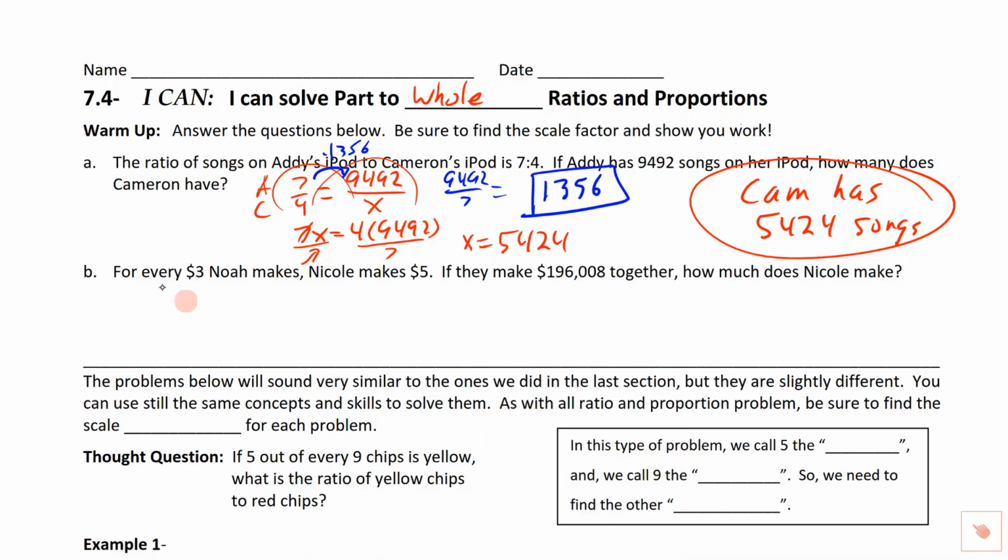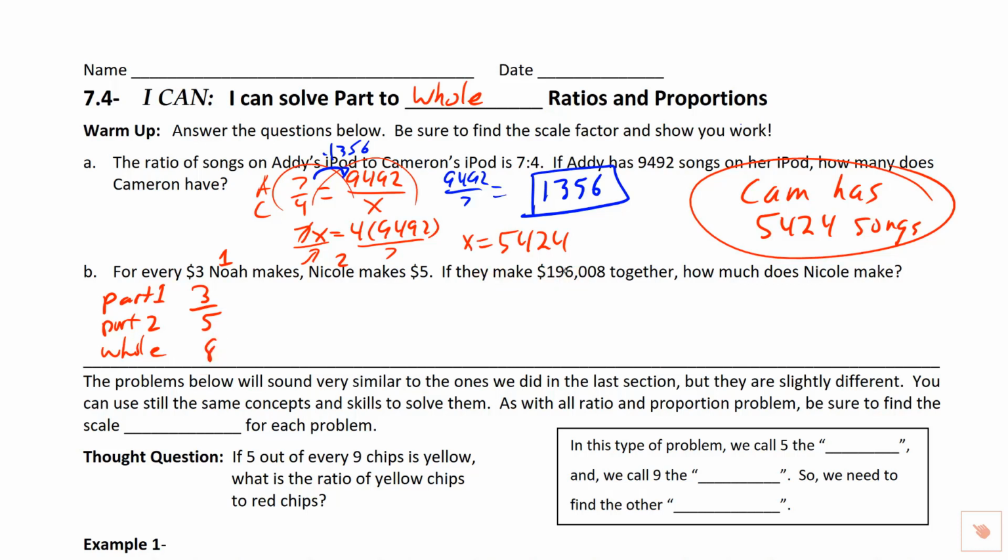Okay, and then the next one, it says for every $3 Noah makes, Nicole makes $5. If they make, holy cow, that much altogether, how much does Nicole make? So we're going to do 3 to 5, and then all together. So this is going to be part 1, and we're going to do part 2. So this is going to be a 1, and this is going to be a 2. So Nicole represents the 2, and then this is going to be the whole. This is going to be all together. This is going to be 8.